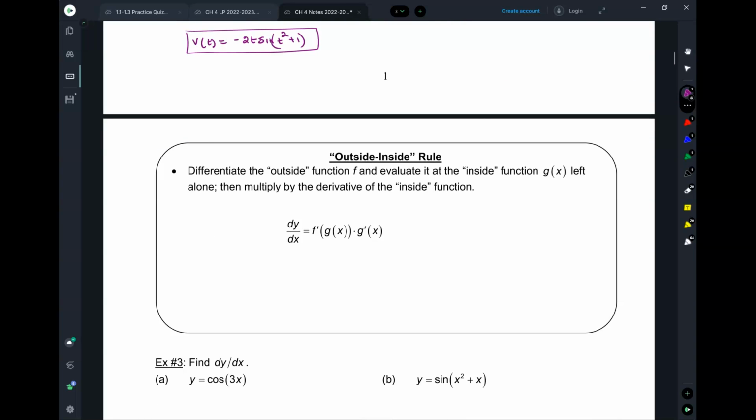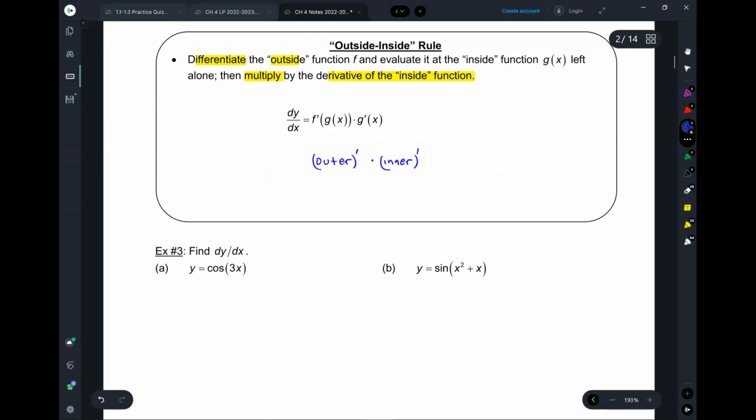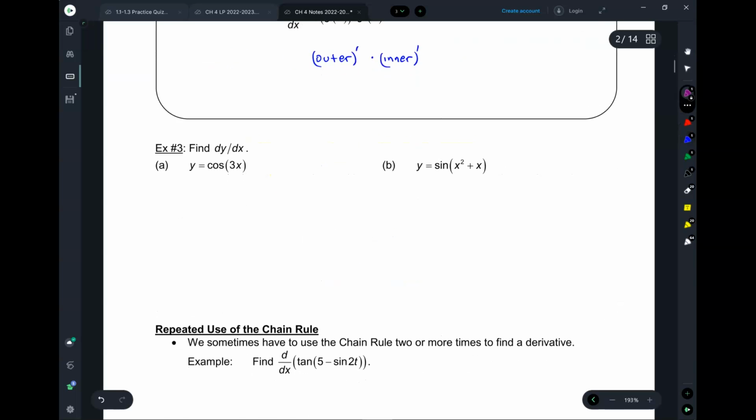All right. So we're already using this terminology, but let's just redefine it one more time. To take a derivative using the chain rule, you differentiate the outside function, and then you multiply by the derivative of the inside function. Okay? So outer function's derivative times the inner function's derivative. Okay? All right, so let's take a look at this one.